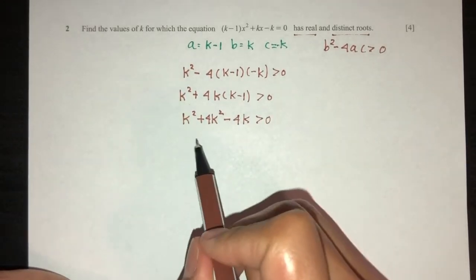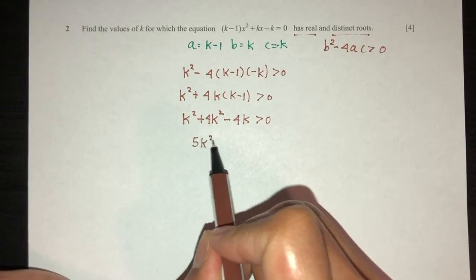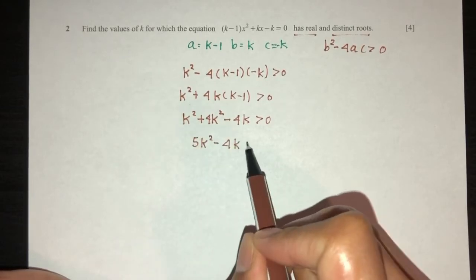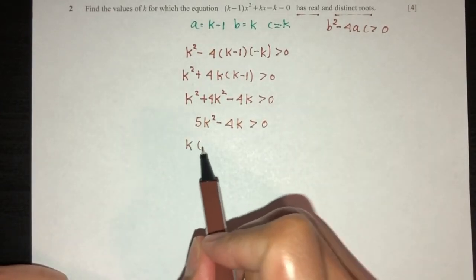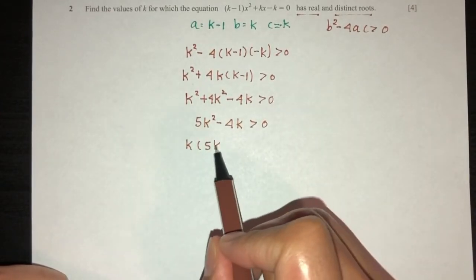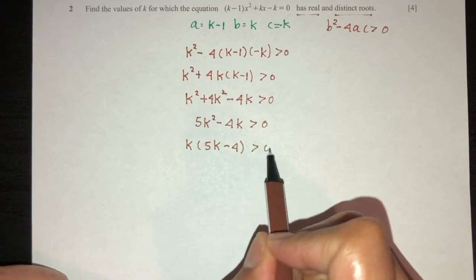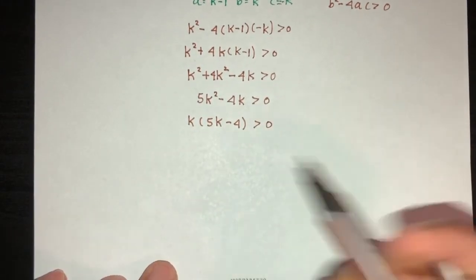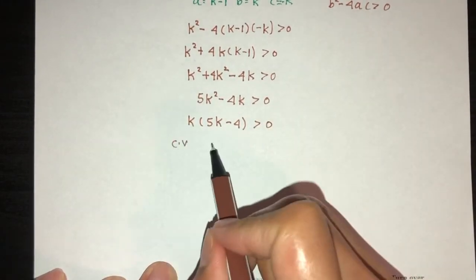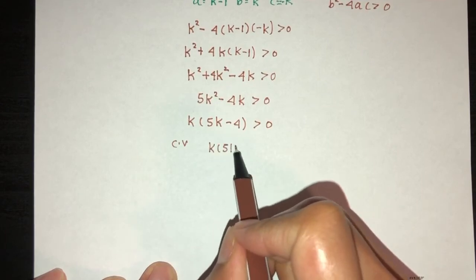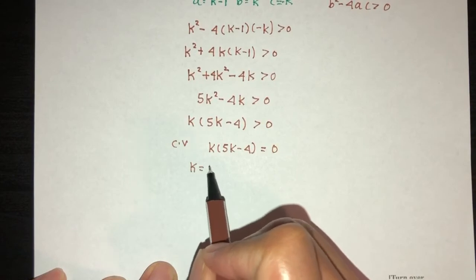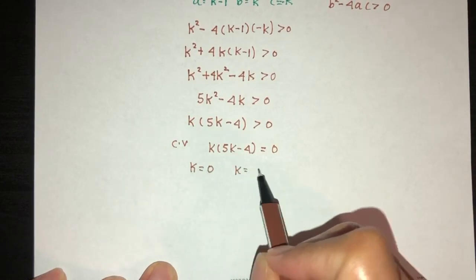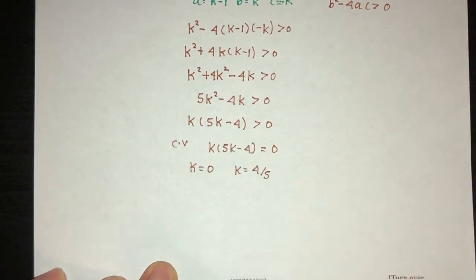Now we have to simplify. You will have 5k squared minus 4k is more than 0. Now we can factorize. You will have k outside, 5k minus 4 is more than 0. So now we have to find the critical values. So critical values is when this is equal to 0. So k is equal to 0 and k is equal to 4 over 5.